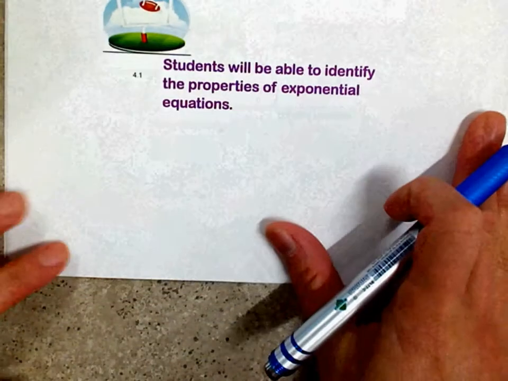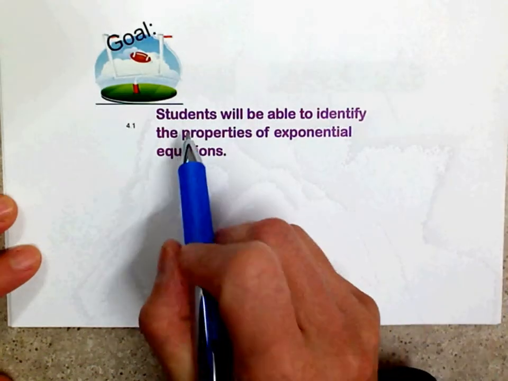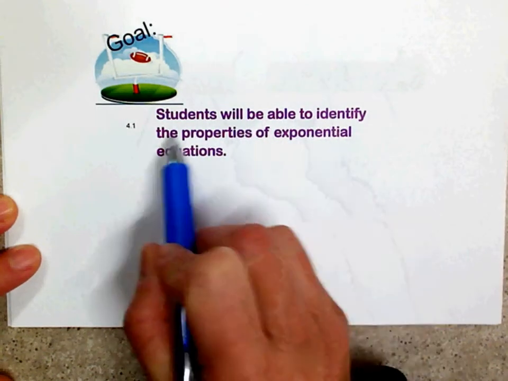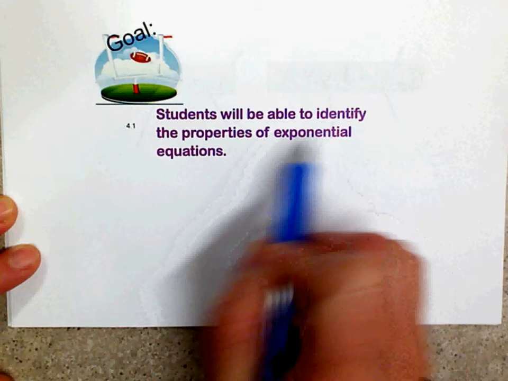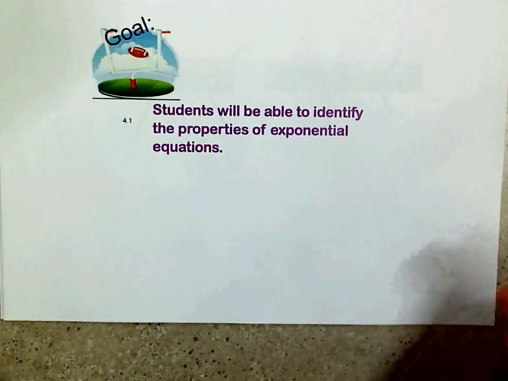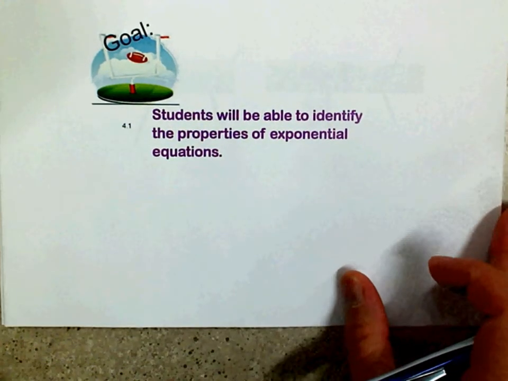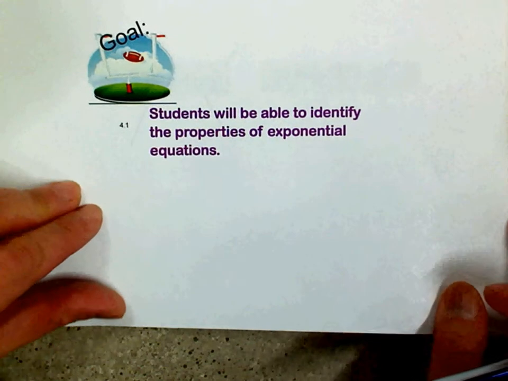Let's look at our goal for today. Make sure you submit this online. Our goal for today is students will be able to identify the properties of an exponential equation. So now we're moving away from matrix. We're not covering matrix. This is all about exponents.